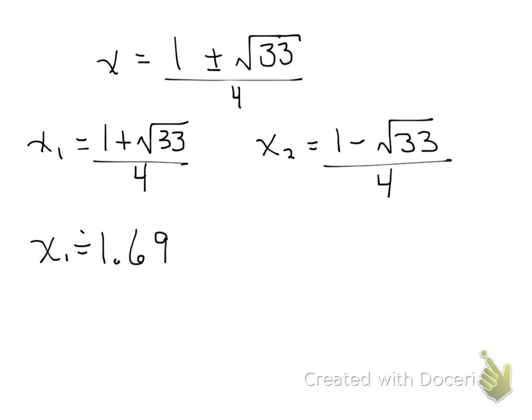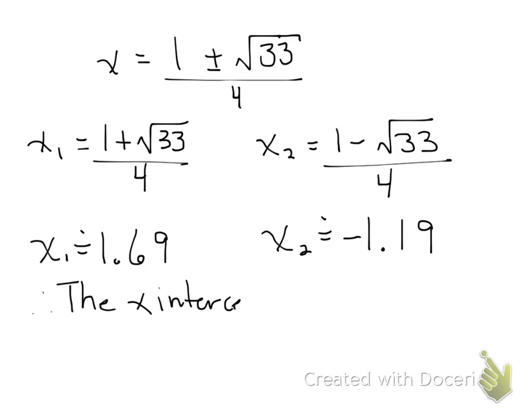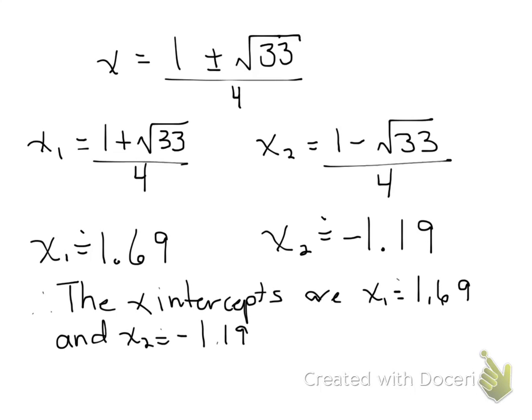You have to round it to the nearest hundredth, which is 2 decimals. And I have x2, which equals approximately negative 1.19. So all we need to do here is say, therefore, the x-intercepts are x1 equals 1.69 approximately, and x2 equals approximately negative 1.19.